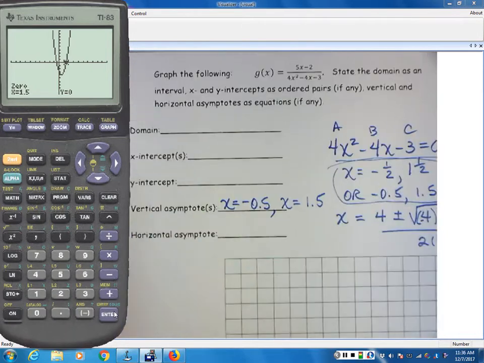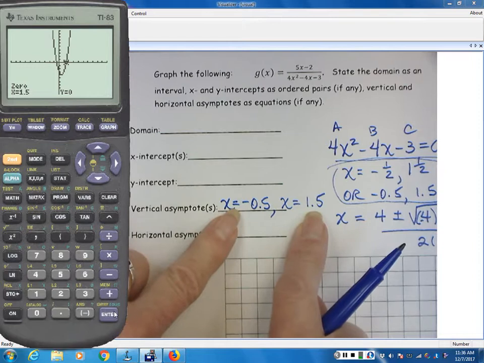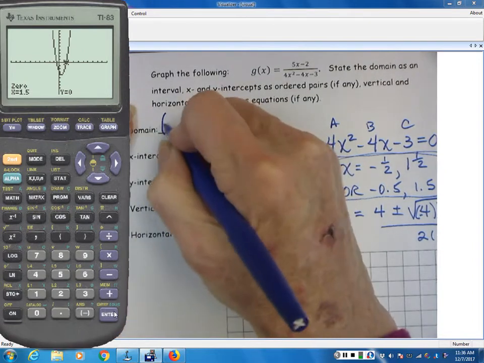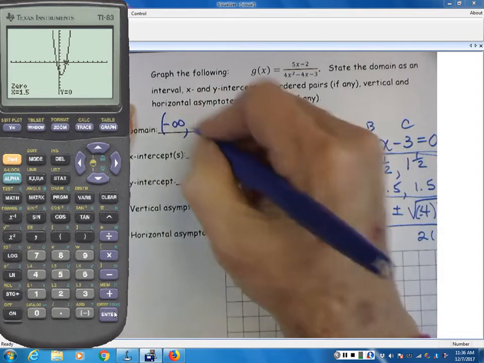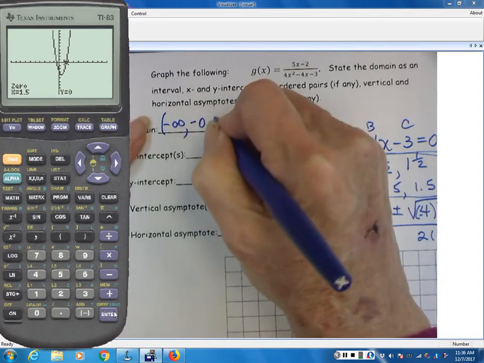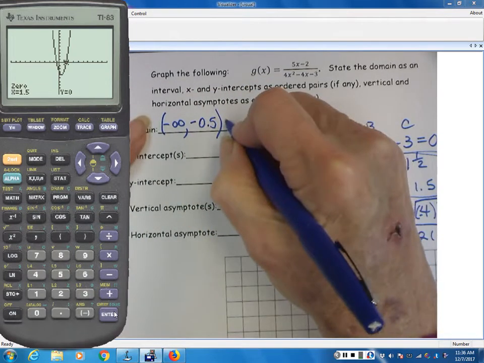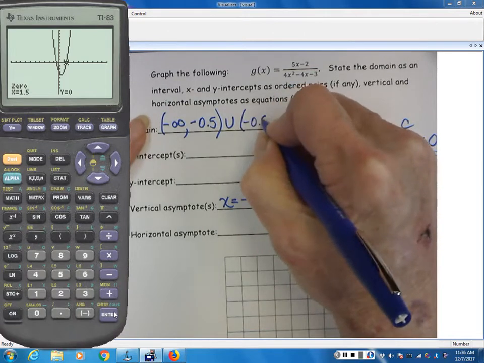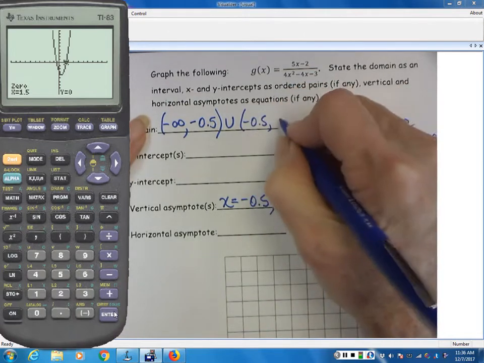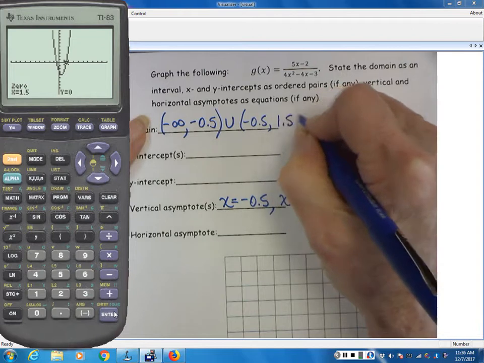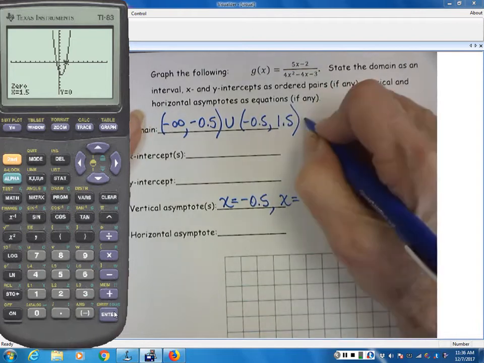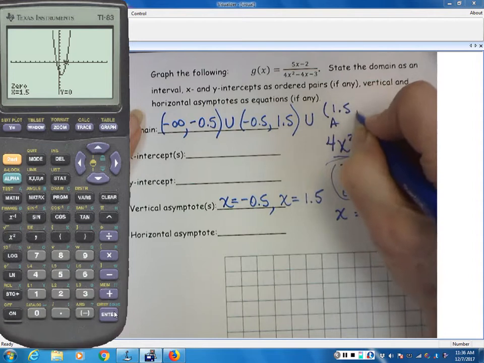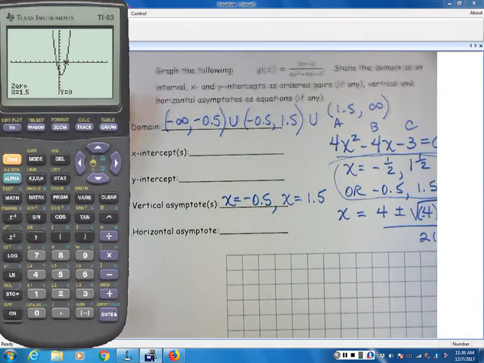So this tells us we have two restricted values in the domain. So the domain is going to go from negative infinity to negative 0.5. And then skip over negative 0.5. And keep going until it gets to 1.5. And then it's going to skip over 1.5. And go to positive infinity. So there's your domain.